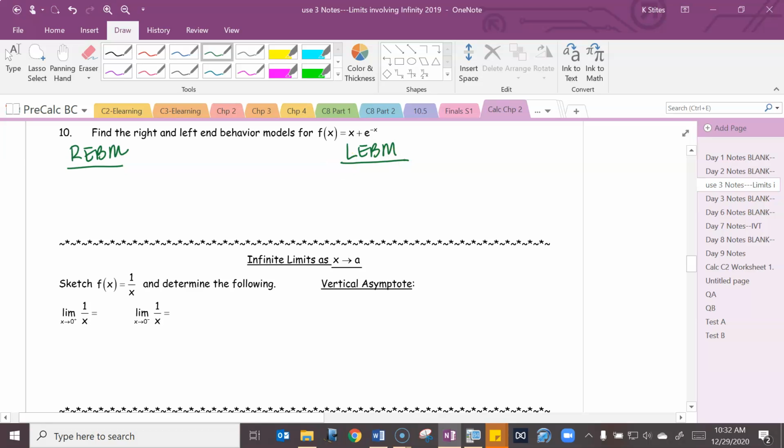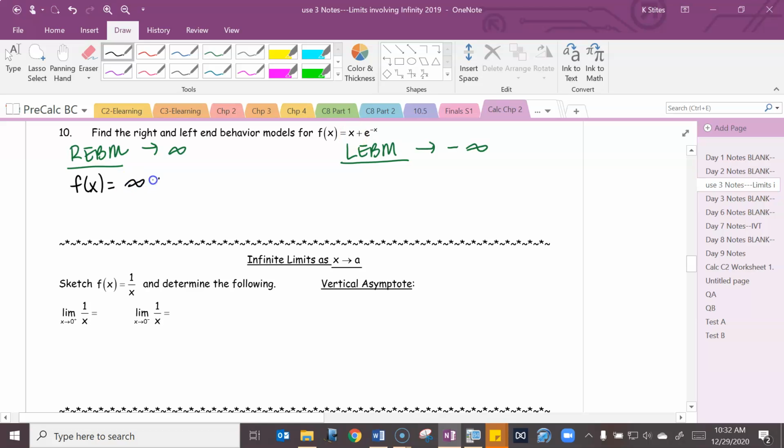Usually when we have these types of problems, we have something weird with an exponential. Essentially, for the right end behavior model, we are going to plug infinity in for x, and for the left end behavior model, we're going to plug negative infinity in for x. We're basically going to see which part of the equation influences the graph more. So let's take a look.